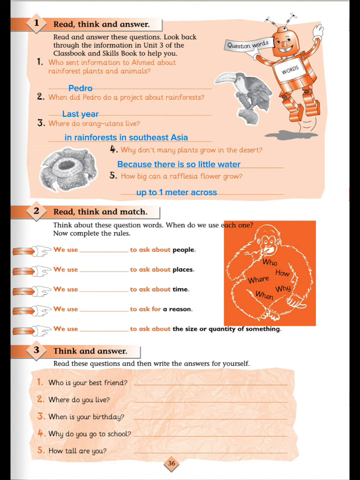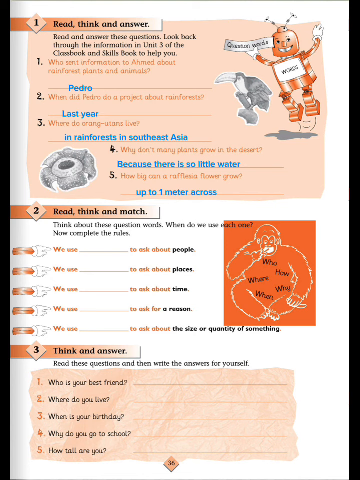Number 2. When did Pedro do a project about rainforests? Last year. Number 3. Where do orangutans live? In rainforests in Southeast Asia. Number 4. Why don't many plants grow in the desert? Because there is so little water. Number 5. How big can a rafflesia flower grow? Up to 1 meter across.